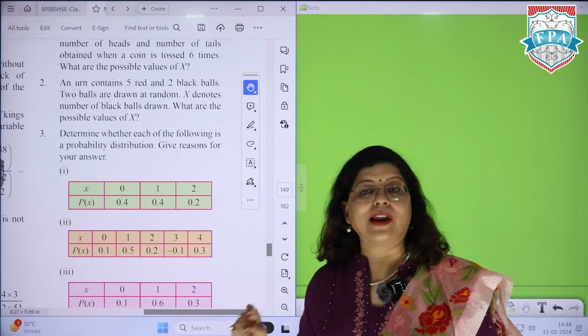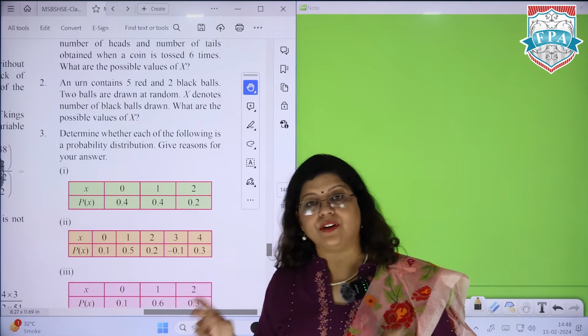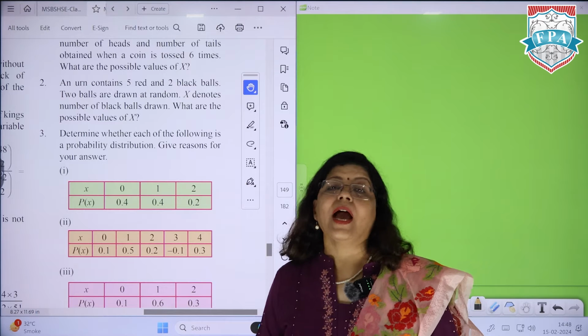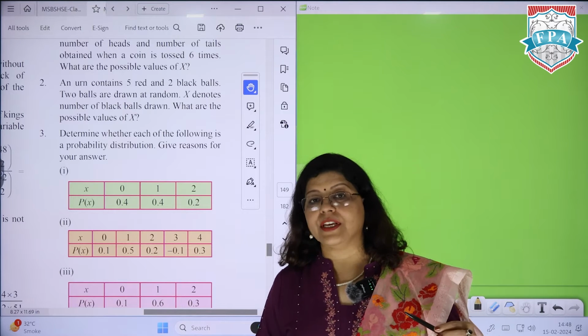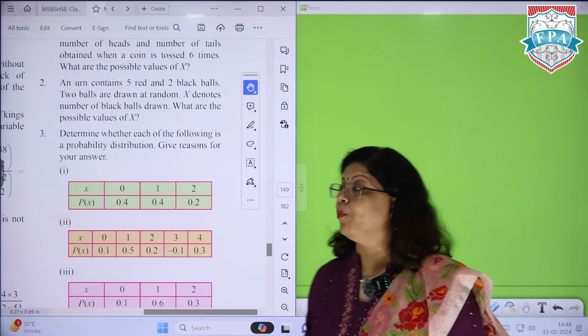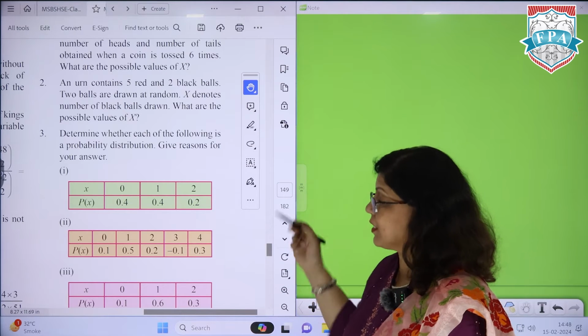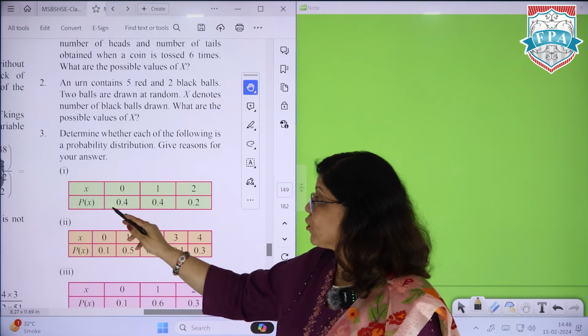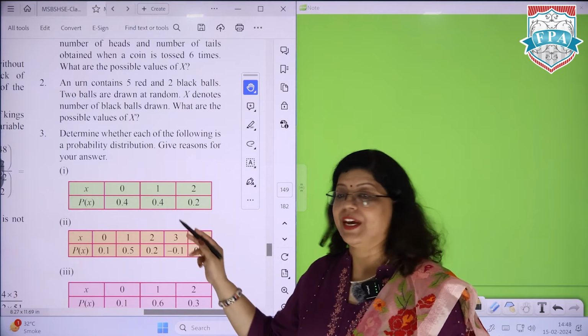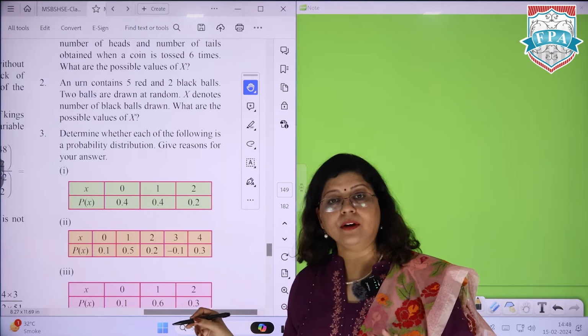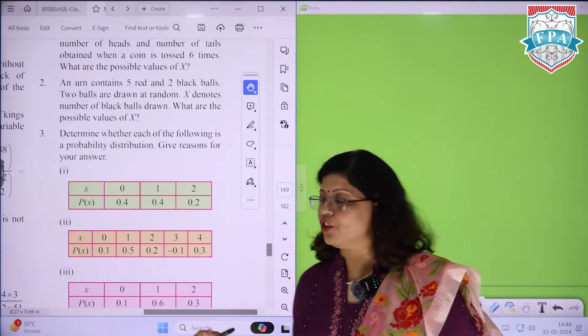First, that every value is a probability value, so within the range of 0 to 1. And second, that the sum total of the probability distribution values should be 1. Probability ka sum. So if we see the first question, very clearly we can see that each and every value of p(x) is within the range 0 to 1. So it satisfies our first condition.